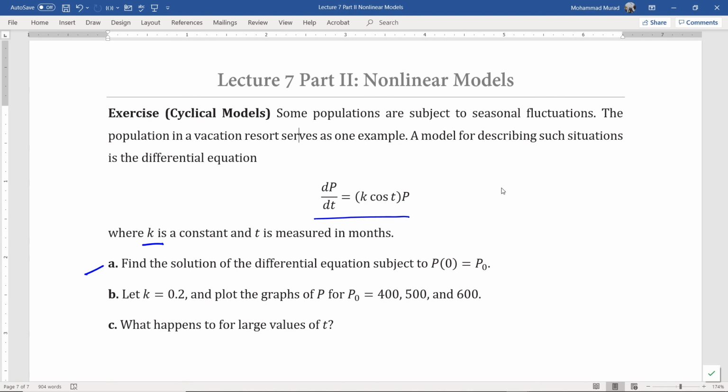Find the solution of the differential equation subject to the initial condition. Let k equals 0.2 and plot the graphs of the population for the initial populations 400, 500, and 600. What happens to p for large values of t? Meaning, calculate the limit of the population when t approaches plus infinity.